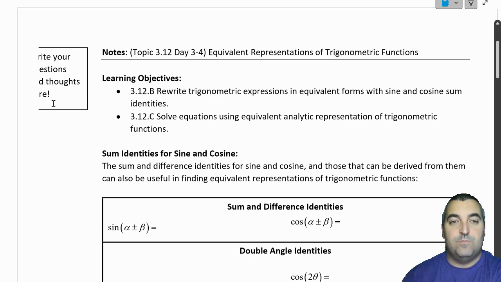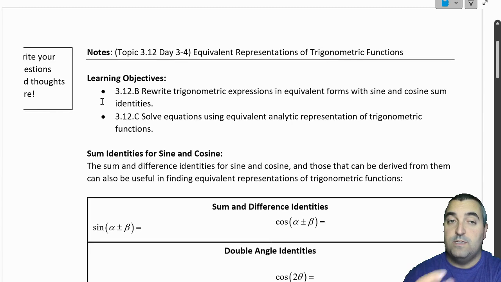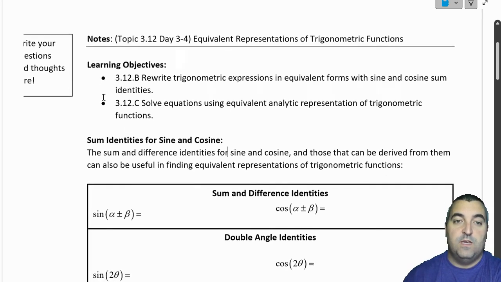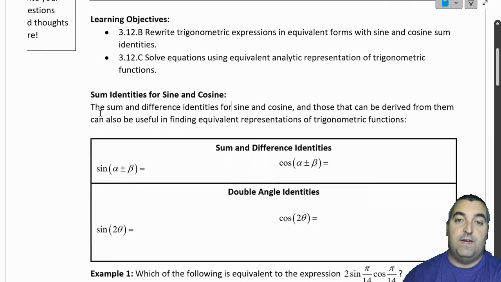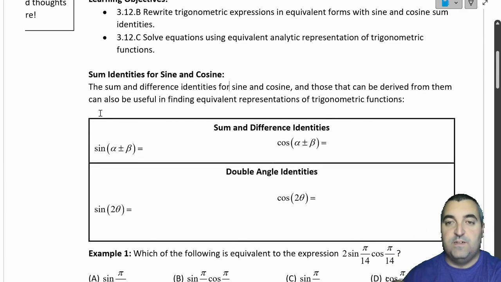Hi everybody, Mr. Rubo here, and today we are continuing with 312, equal representations of trig functions. What we're going to look at today are the sum identities for sine and cosine, and really it's sum and difference identities.